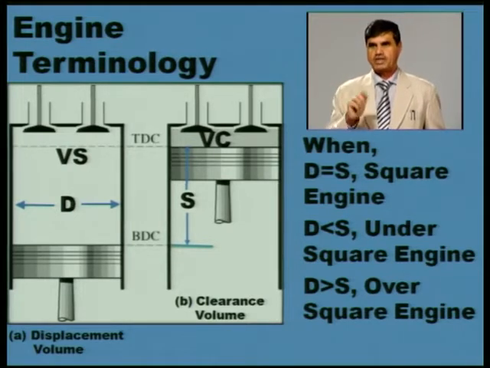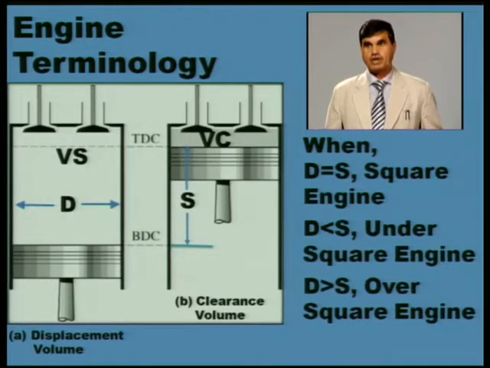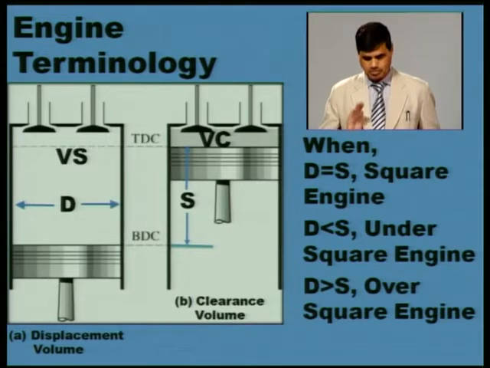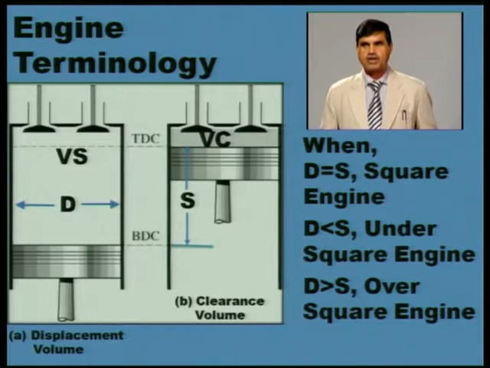Normally, the diameter of the cylinder is d, and stroke length is the distance covered by the piston between TDC and BDC. If d is equal to s, suppose the diameter is 100 mm and the stroke is also 100 mm, the engine is a square engine. When the diameter and stroke of the piston are equal, these types of engines are square engines.